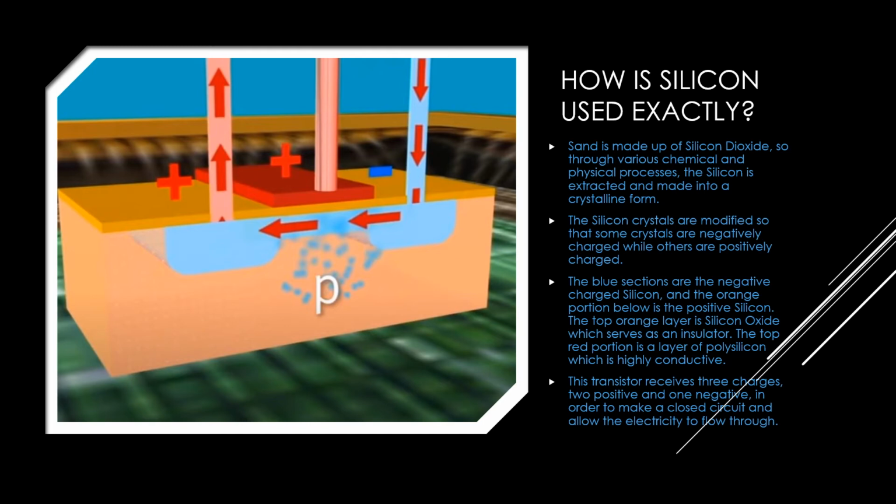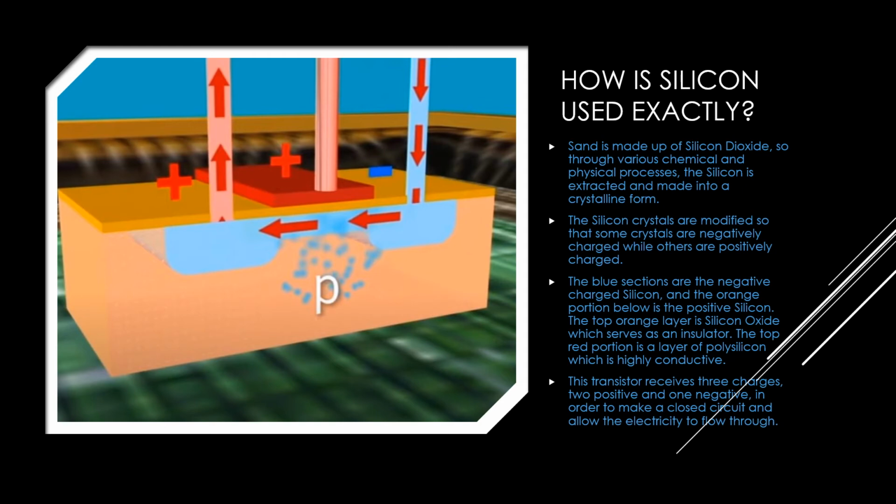And from that rod, various sheets of silicon crystal are taken out, which are then modified to be both negatively charged and positively charged. The blue portion that you see on the picture on the left are the negatively charged silicon crystals. The orange portion below that's labeled P is the positively charged silicon crystal. Then on top of that you have an orange coat of what's called silicon oxide, and that serves as an insulator. And then the red portion is what's called polysilicon, and it is highly conductive.